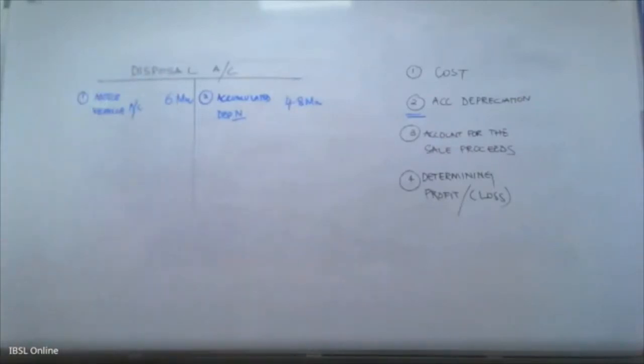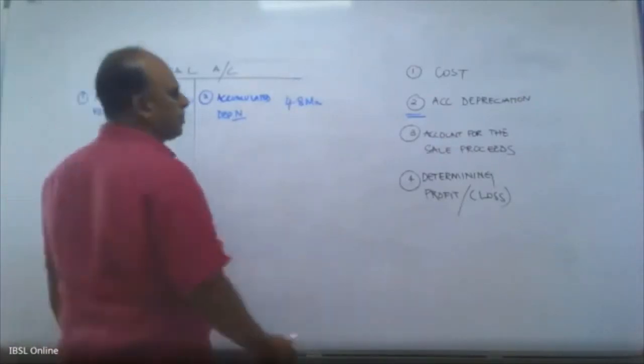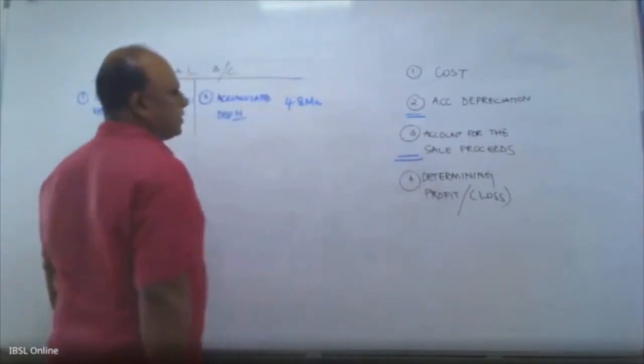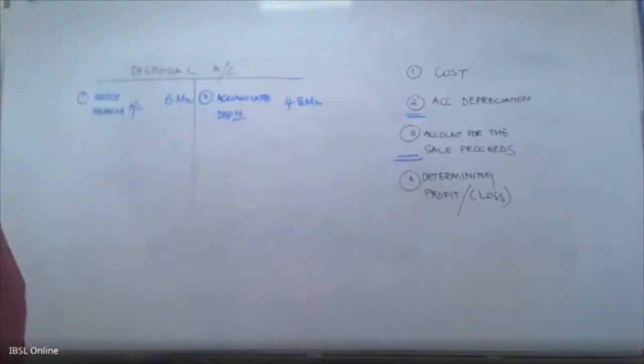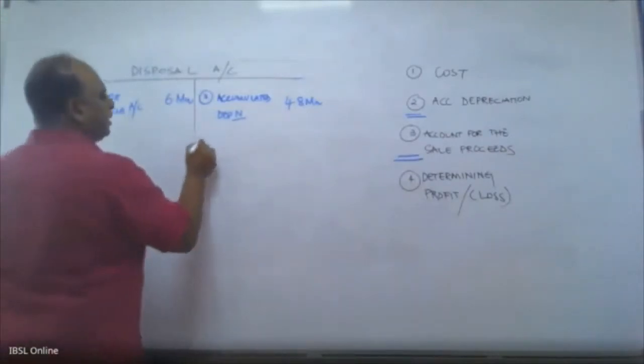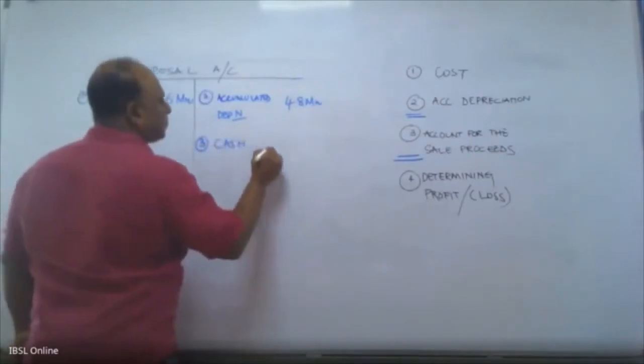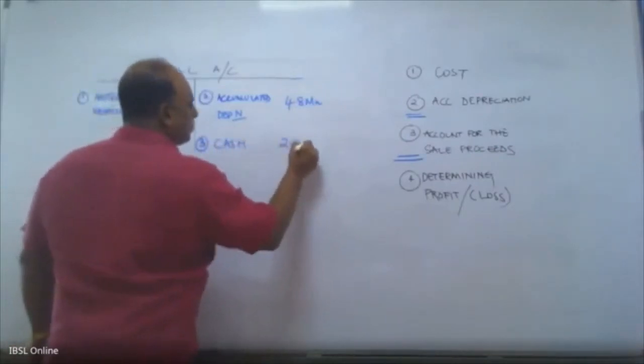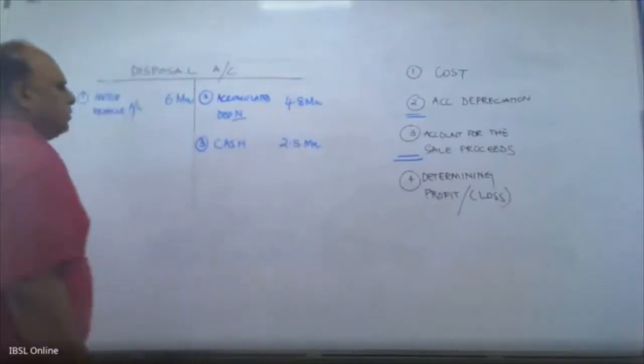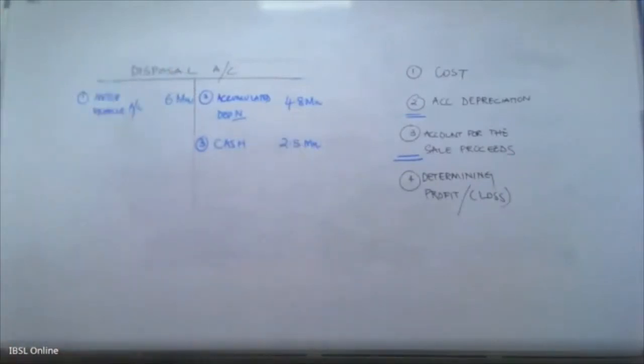Number 3, accounting for sale proceeds. So when you receive cash, what do you do? You will debit cash, credit disposal account. We took it as 2.5 million. Now see what is going to happen.